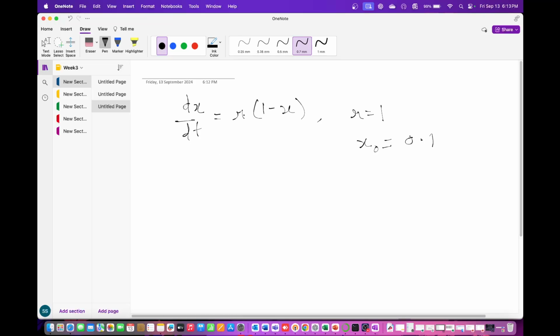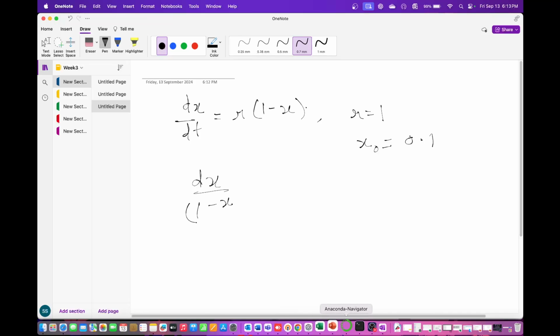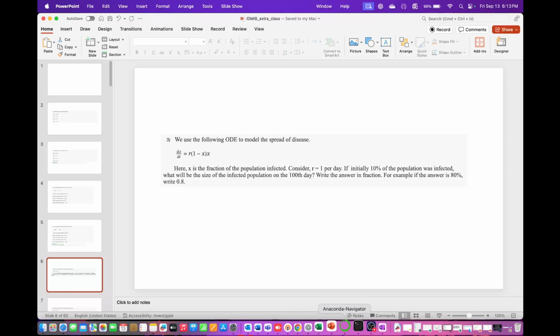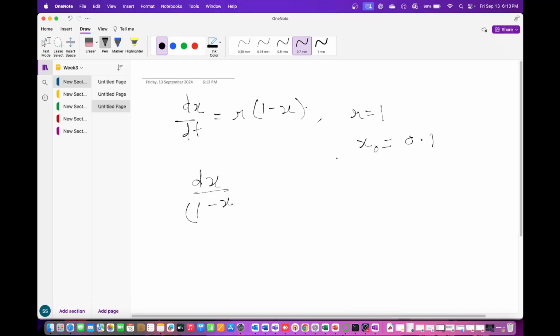So if you put r equal to 1 here, this becomes dx/dt equals x into 1 minus x. There's an x here, right? So x into 1 minus x. If you integrate this from x naught to x, and on the other side there is dt, and the r here as well, from 0 to t.